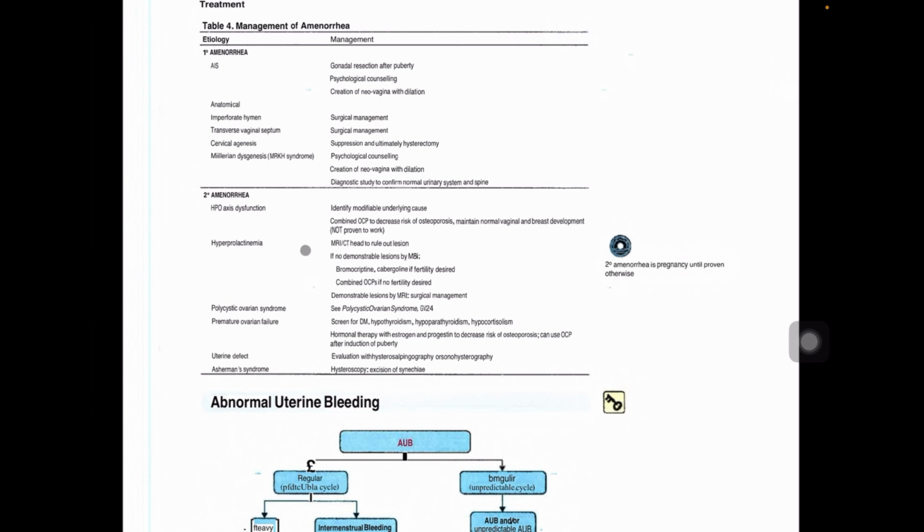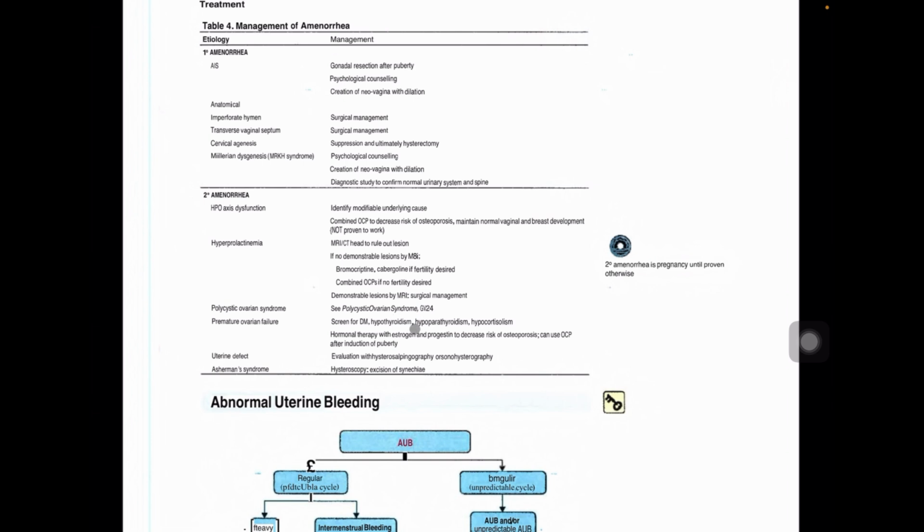In hyperprolactinemia, you need to do MRI or CT of the head to rule out a lesion. If no demonstrable lesion by MRI, you will give bromocriptine or cabergoline if fertility is desired, and combined OCPs if no fertility is desired. So there are two different management plans. If the patient wants fertility, give cabergoline or bromocriptine. If the patient does not desire pregnancy, you can give OCPs. If there is a lesion on MRI, you have to do surgical management.